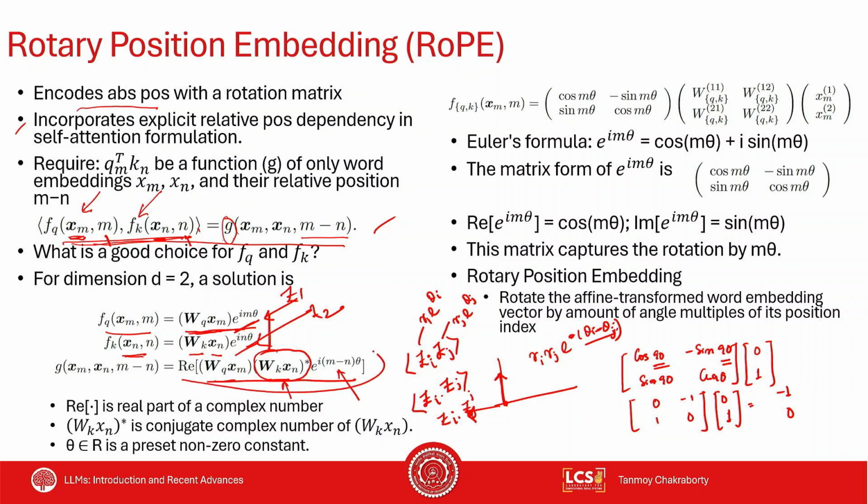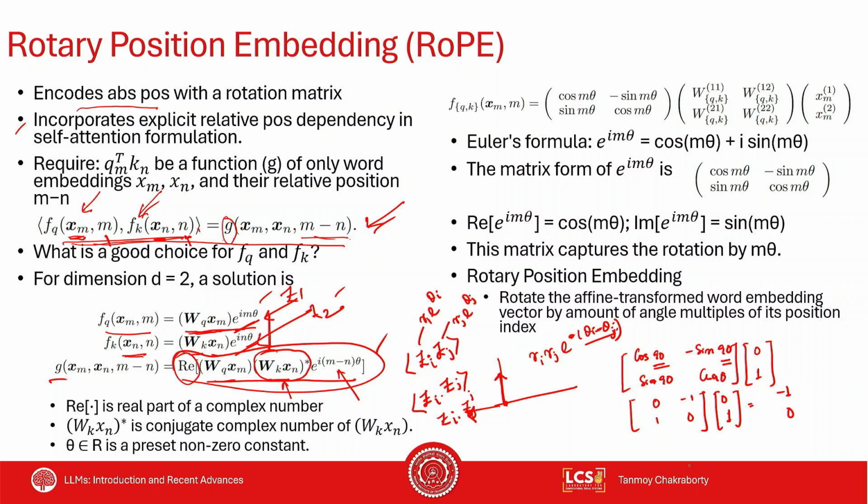So now this is my g, and what they said is that when we expand this, cos theta plus i sin theta, I will only take the real part of it, not the imaginary part of it. So the real part is going to be the output of g. So g would look like this. Now let's see whether these three things satisfy the property that I was mentioning earlier. fq is a function of m and xm, fk is a function of n and xn, and g is a function of xm, xn and m minus n.